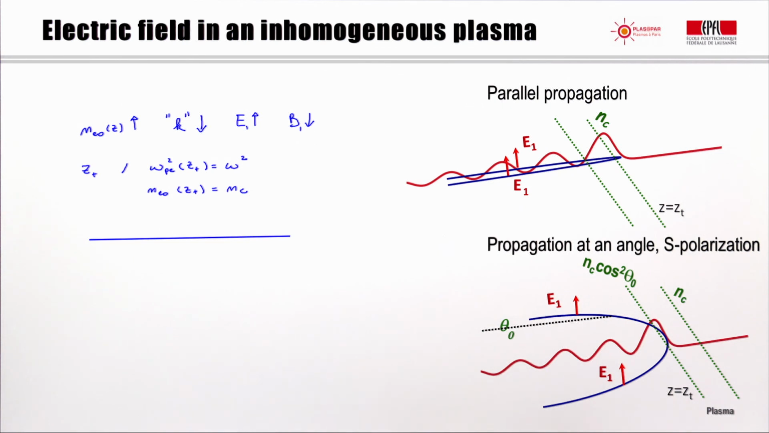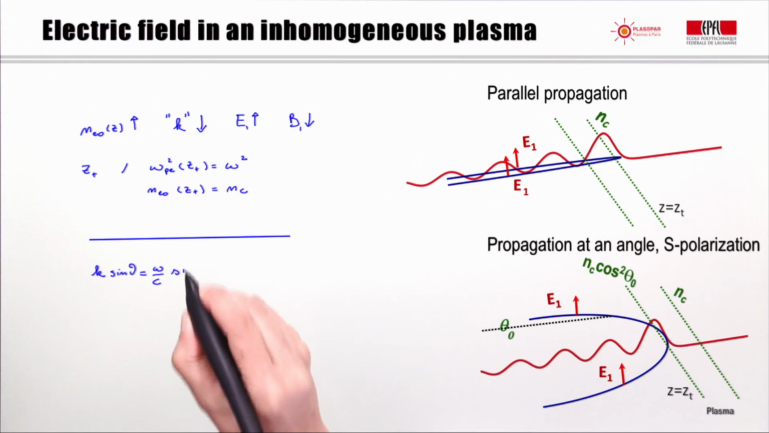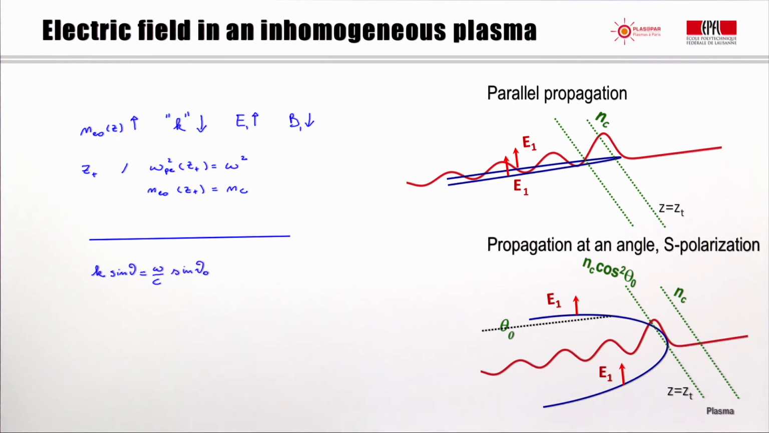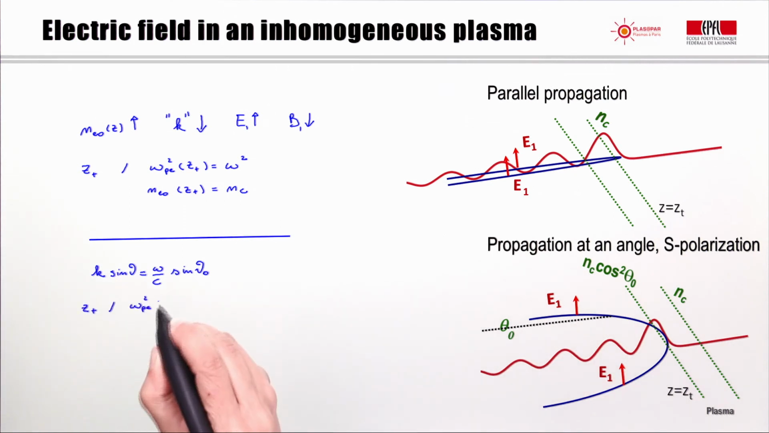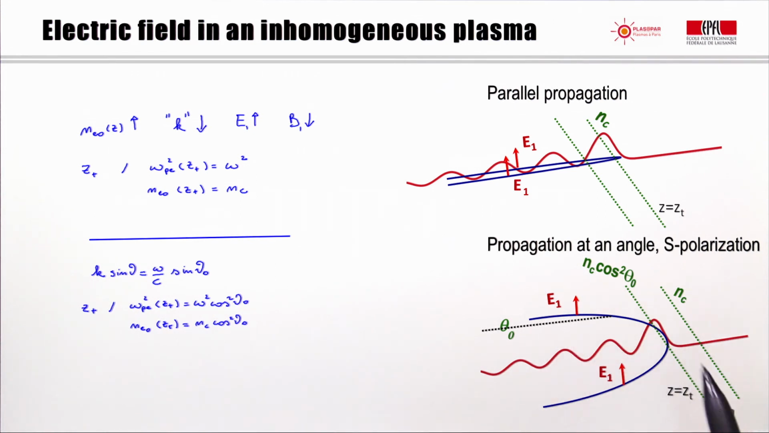In the second situation, when we have propagation at an angle and the S polarization, the component of the wave vector perpendicular to the density gradient is conserved, while the other component slowly adapts to the local value of the density, and the electric field increases as in parallel propagation. However, now the turning point is at a lower density. And this is illustrated by this figure, where you can see that the wave is reflected earlier.